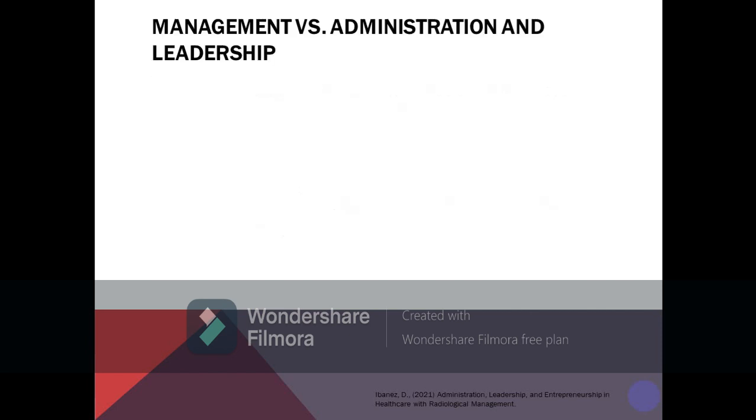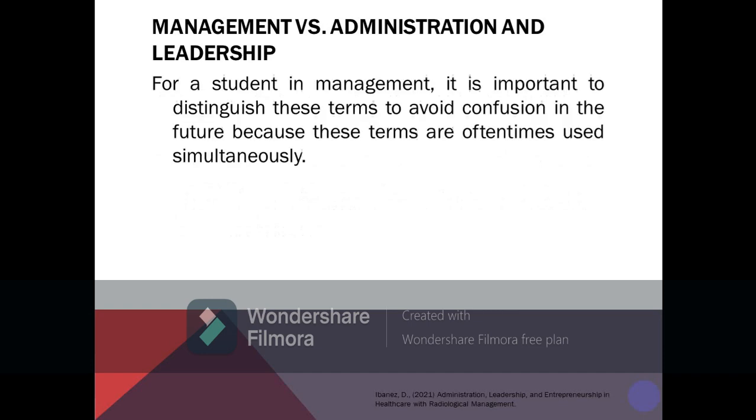Management versus administration and leadership. These terms are often used interchangeably, but they are different in several ways. For a student in management, it is important to distinguish these terms to avoid confusion in the future because these terms are often used simultaneously. Therefore, it is important to understand their differences to isolate their functions more effectively.